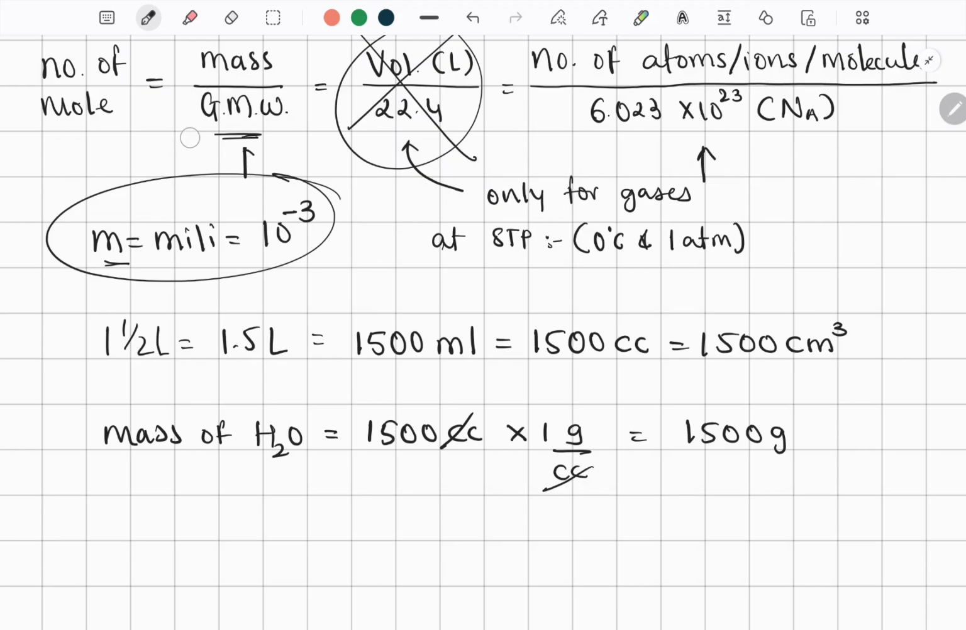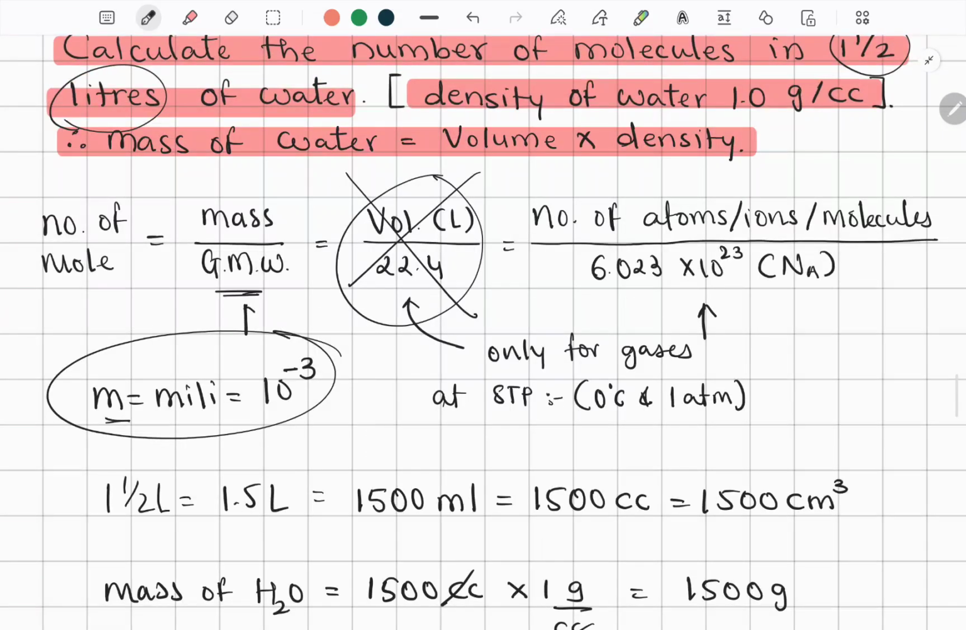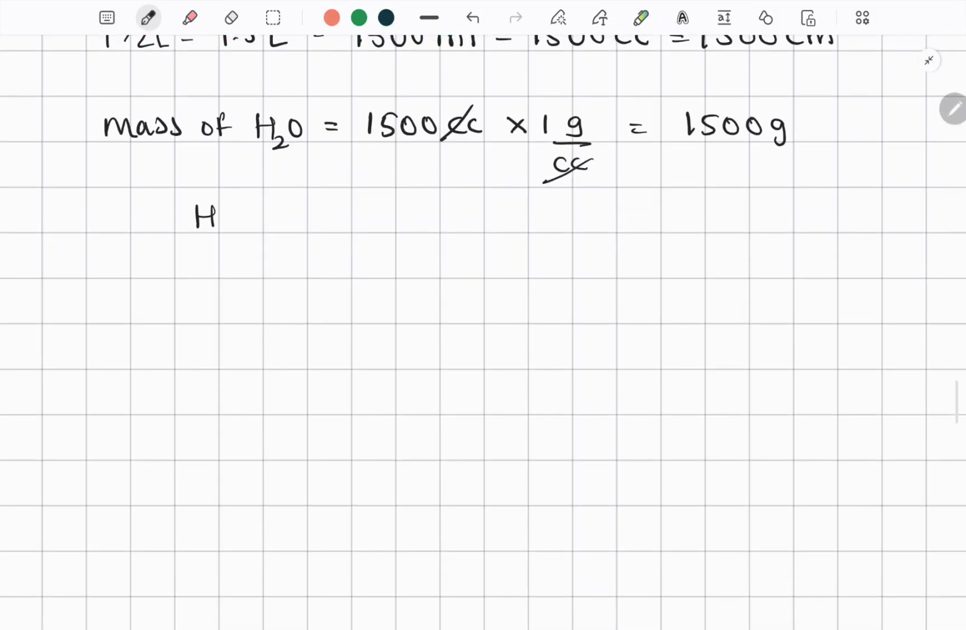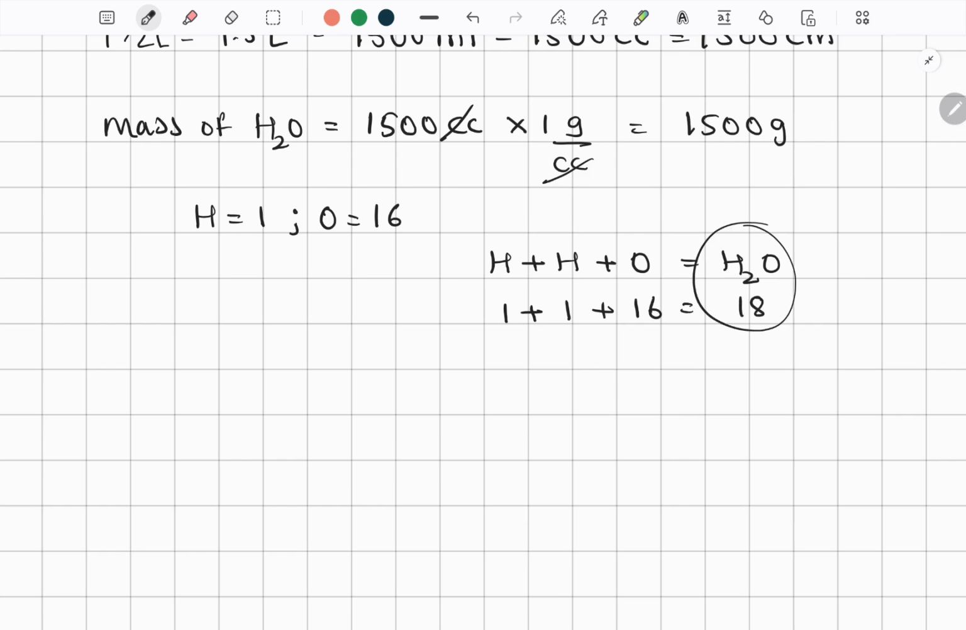Do we have the gram molecular weight of water? No, but do we know it? Yes, it's simple. What is the gram atomic weight of hydrogen? 1, because it's the first atom in the periodic table. What is the gram atomic weight of oxygen? It is 16, because it's the 16th atom in the periodic table. So how do we get H2O? We get H plus O, it becomes H2O. So 1 plus 1 plus 16 gives us 18. So the gram molecular weight of water is 18.